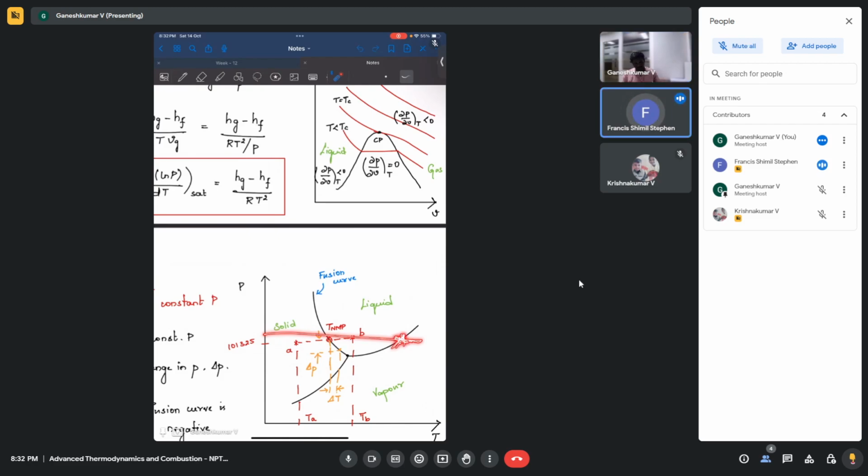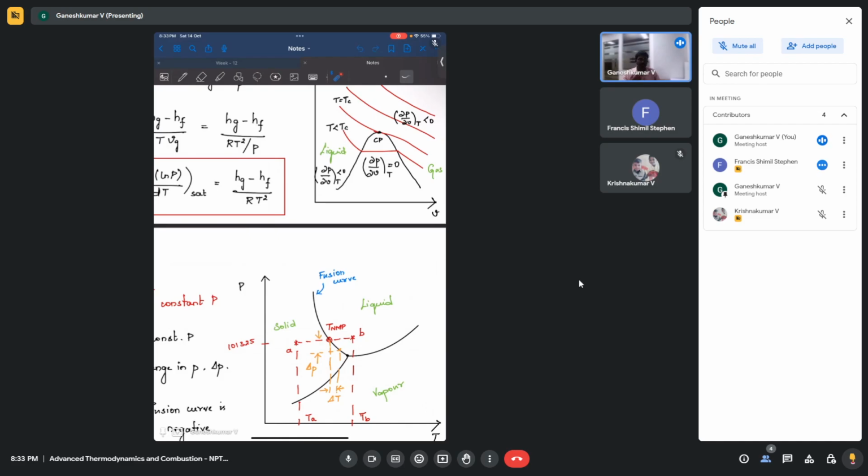So actually, this graph is similar to the graph of water. Only for water you will have this increase, I guess. Is it? Something was different with water, but anyway.